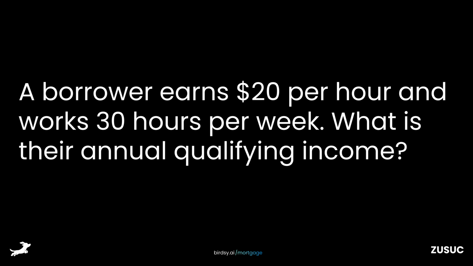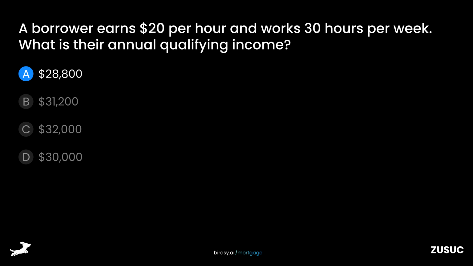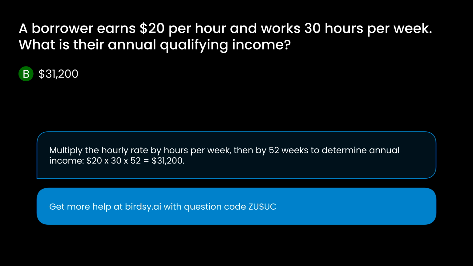A borrower earns $20 per hour and works 30 hours per week. What is their annual qualifying income? Is it A, $28,800, B, $31,000, C, $32,000, or D, $30,000? The answer is B, $31,000. Multiply the hourly rate by hours per week, then by 52 weeks to determine annual income. $20 times 30 times 52 equals $31,200.